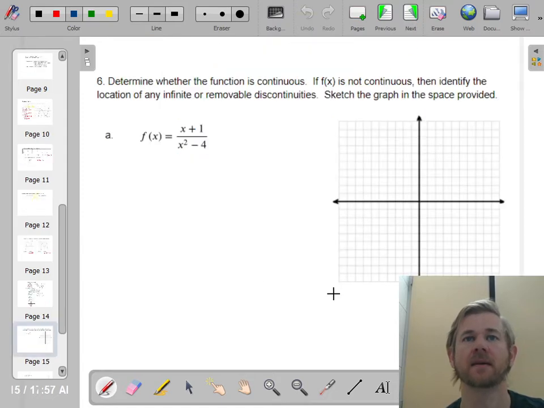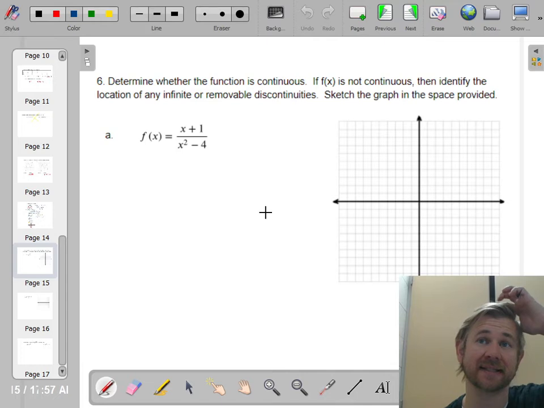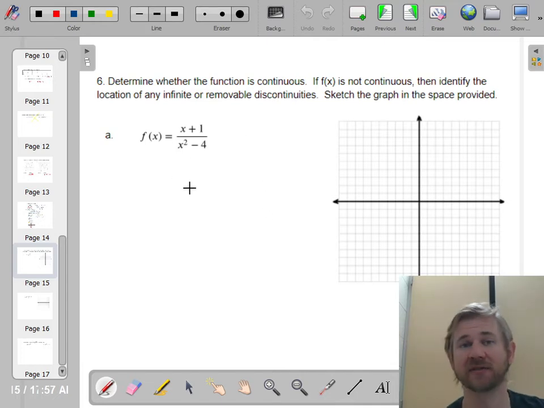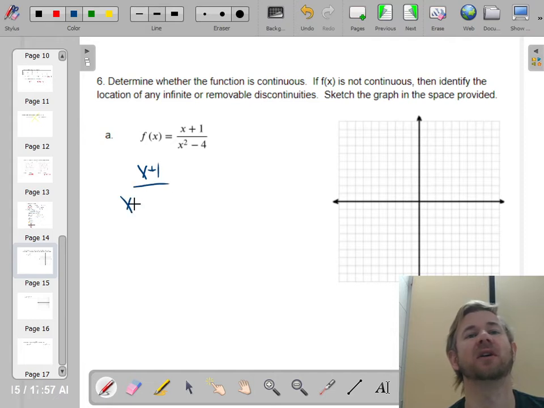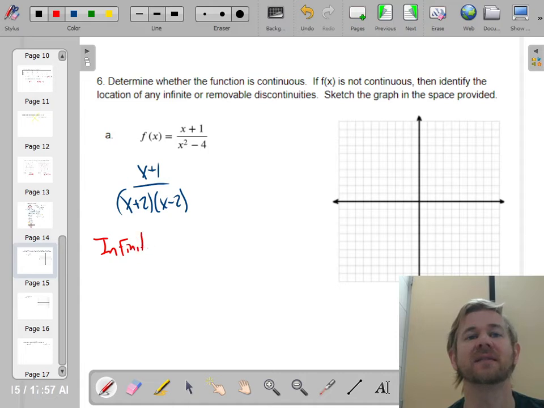Okay. Continuous or not? So we've got a couple more problems here. Let's see, is this continuous? Well, it's got a denominator x squared minus 4, so it's not going to be continuous. This is x plus 1 over, if you factor the denominator, x plus 2, x minus 2. So, like I was saying in the other problem, since neither of the factors cancel out, that means there are going to be two infinite discontinuities.